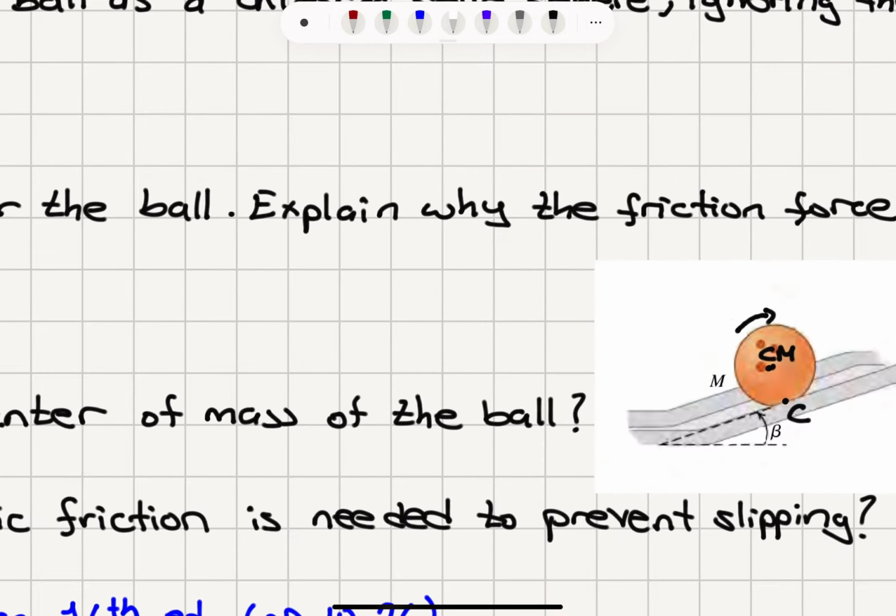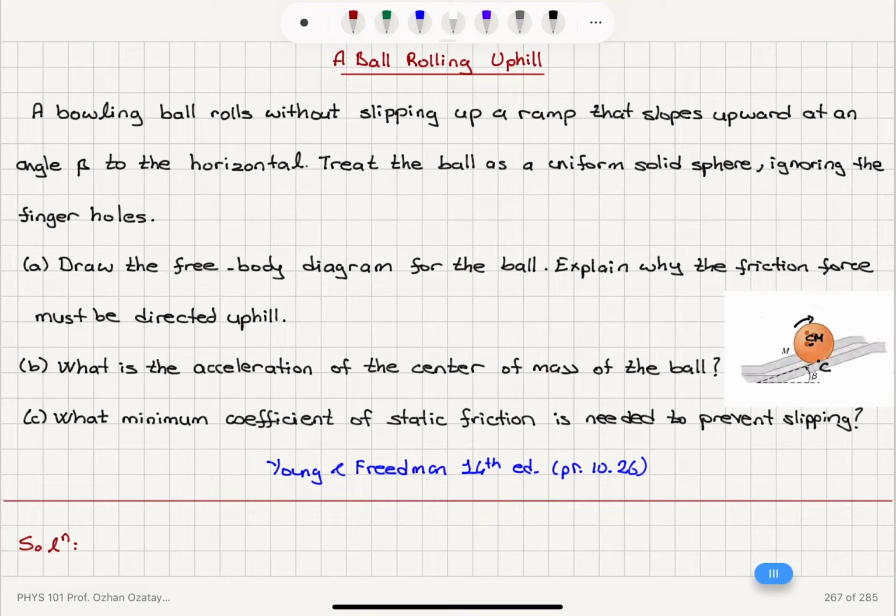So this is our situation. We have the center of mass in the middle. It's a uniform sphere. This is our contact point with the inclined surface, and the ball is rolling without slipping, and it's going upwards on this slope.